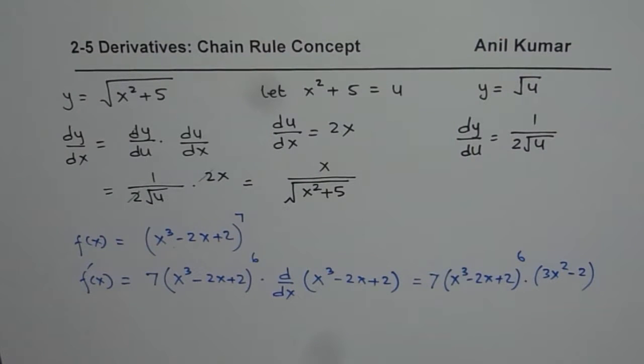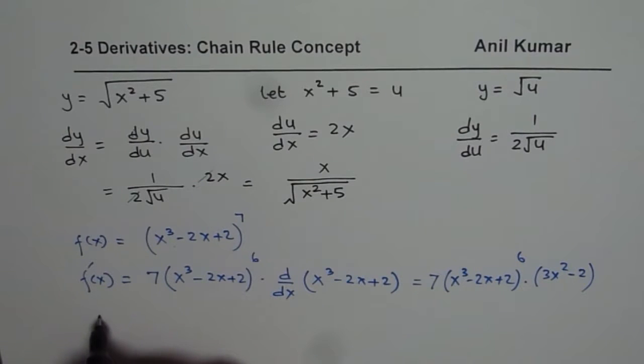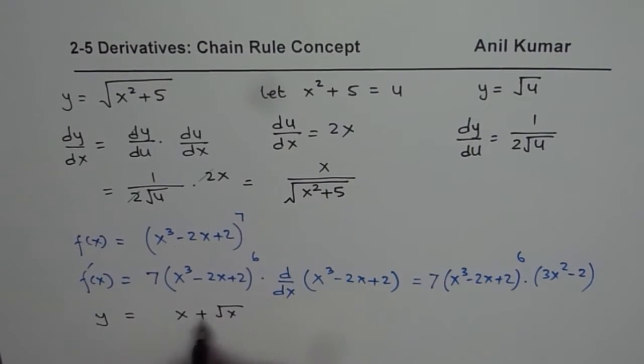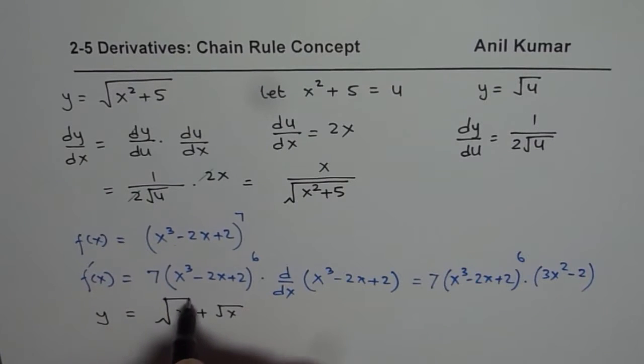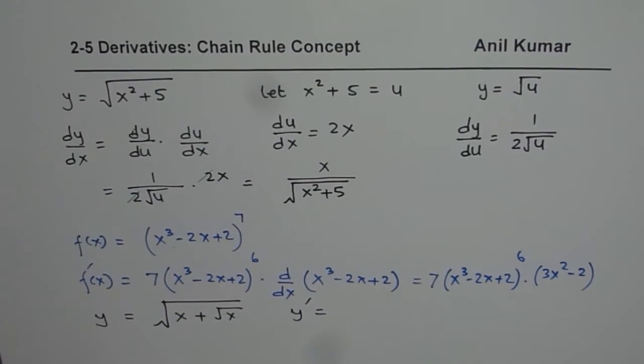So I hope you understand with both notations how to find the derivative using the chain rule, correct? Here is another question for you to practice. Let us say the function is y equals square root of x plus square root of x, where we put both of them within the square root, right? In that case, what is the derivative of this function? So try to do this question.